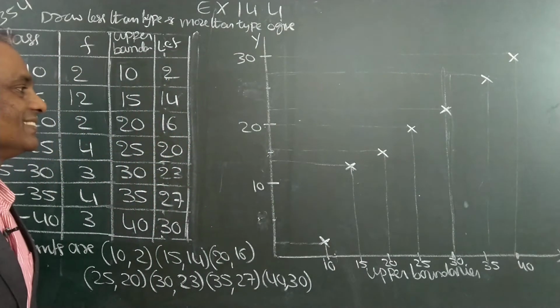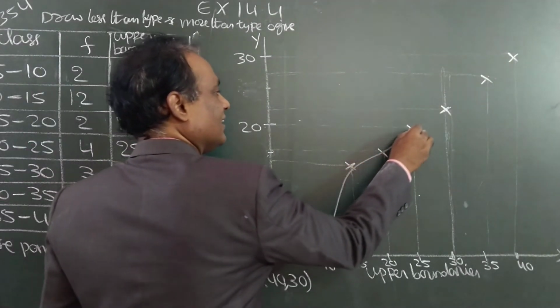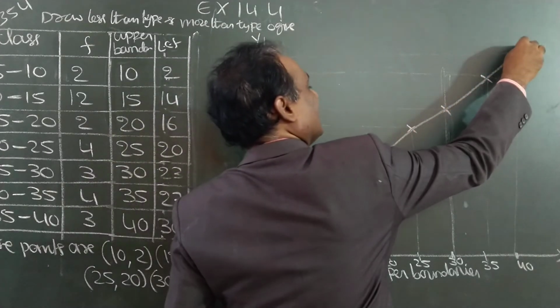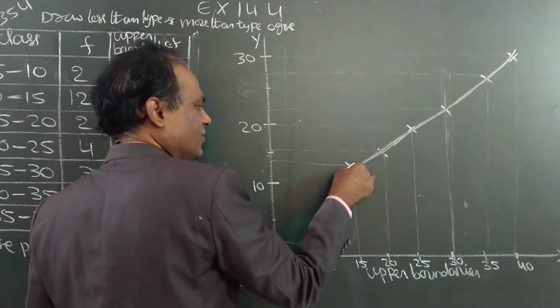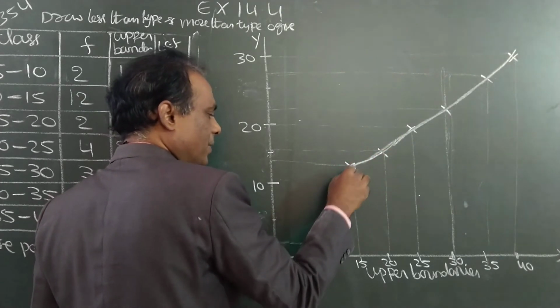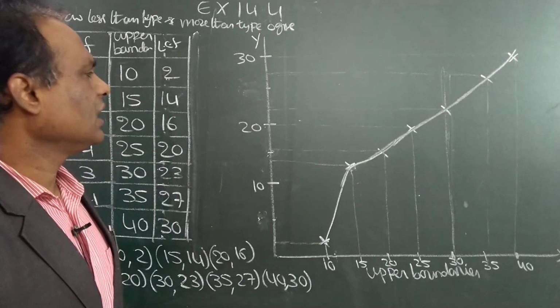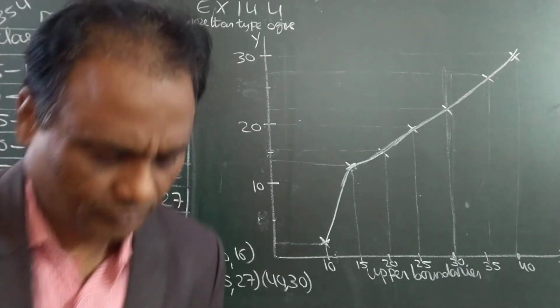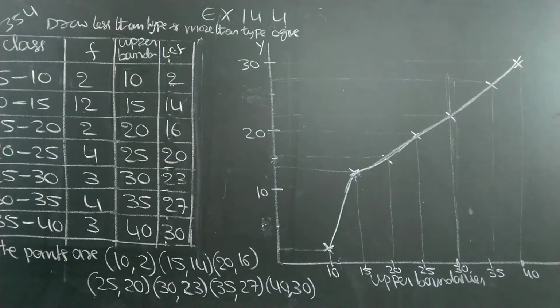Like this, draw the points. It is approximate, because this is not graph paper. If you draw on graph paper, marking the points exactly, you will get the exact curve. This is the less than type ogive curve. The less than type ogive curve is drawn.